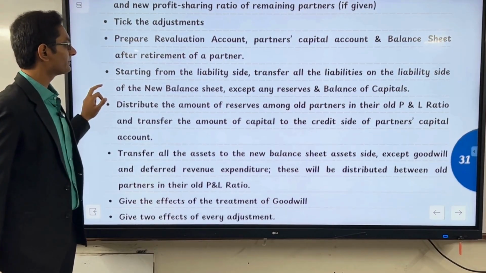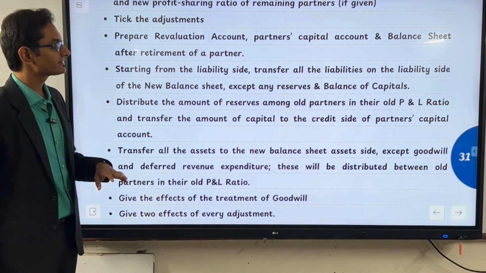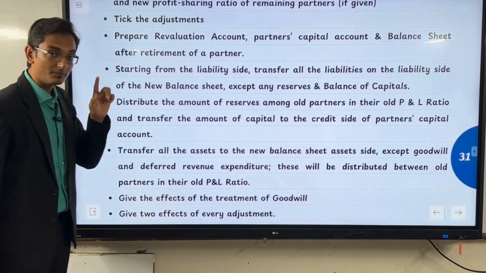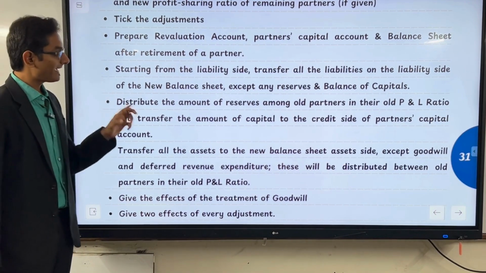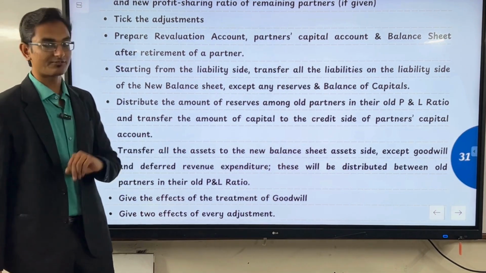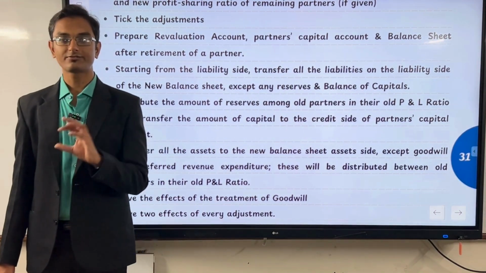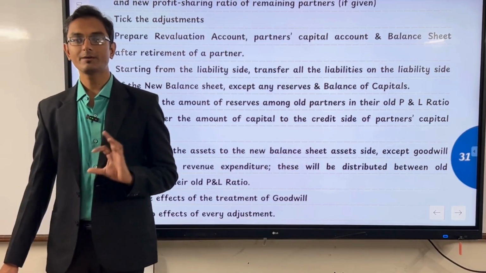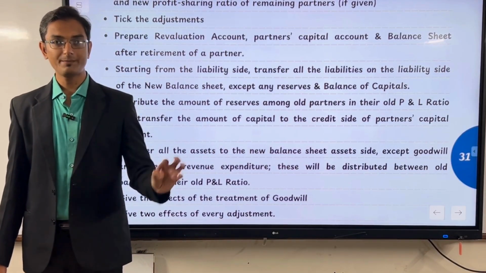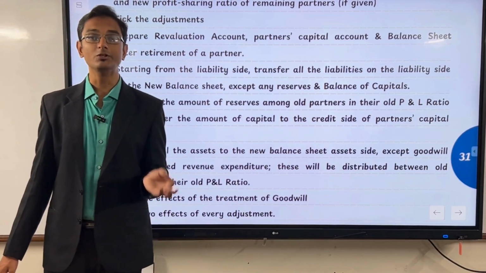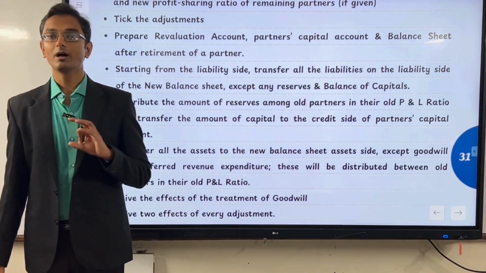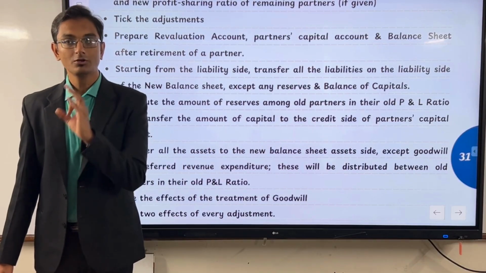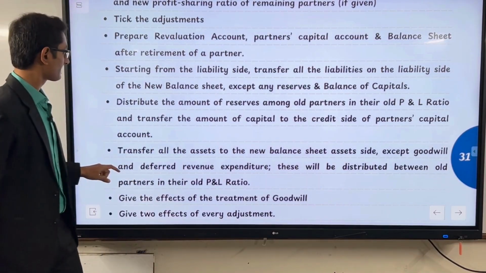Next, starting from the liability side, transfer all the liabilities to the liability side of the new balance sheet after the retirement, except any reserve and balance of capital. That means except balance of capital and reserve, all other liabilities we are supposed to transfer to the new balance sheet that we are preparing. If the question does not ask to prepare the balance sheet, then we do not have to transfer.